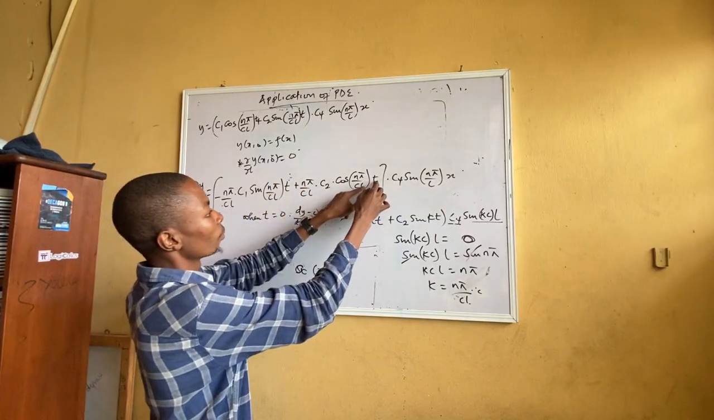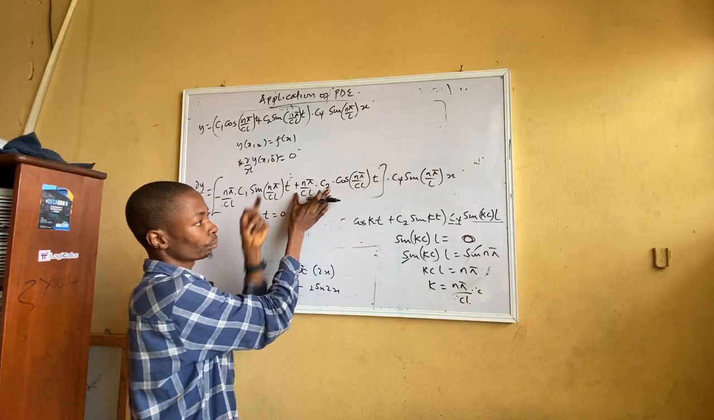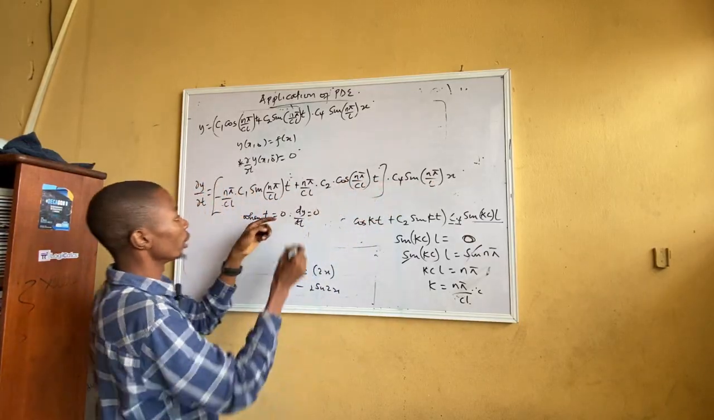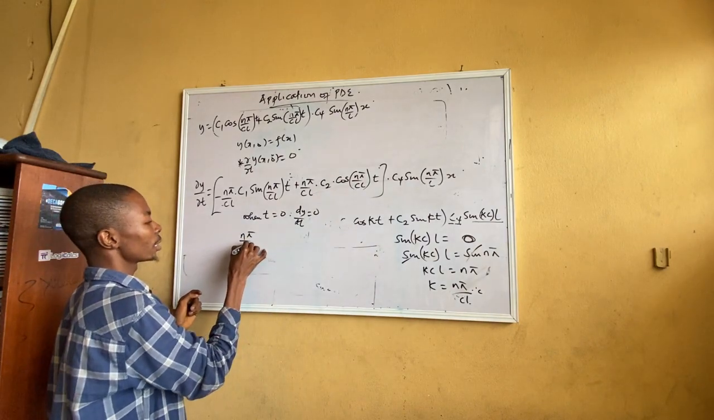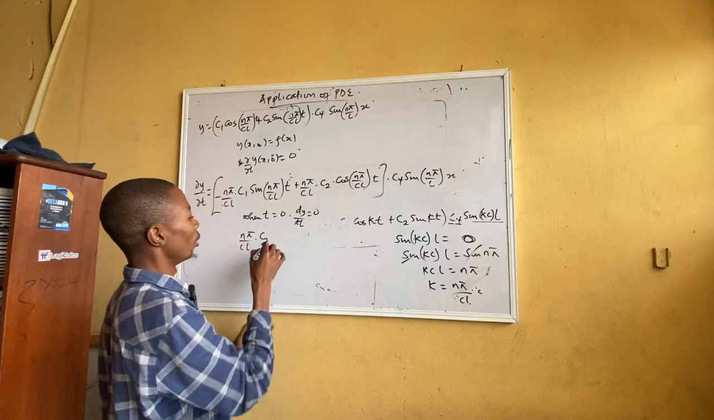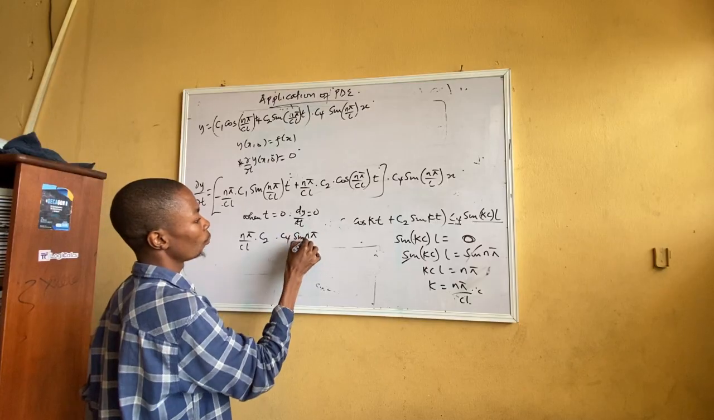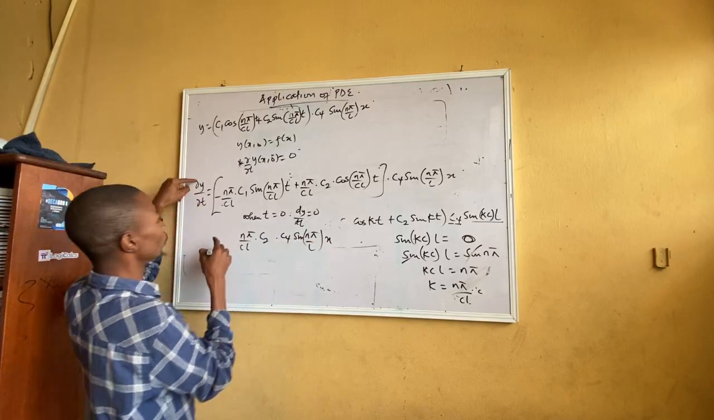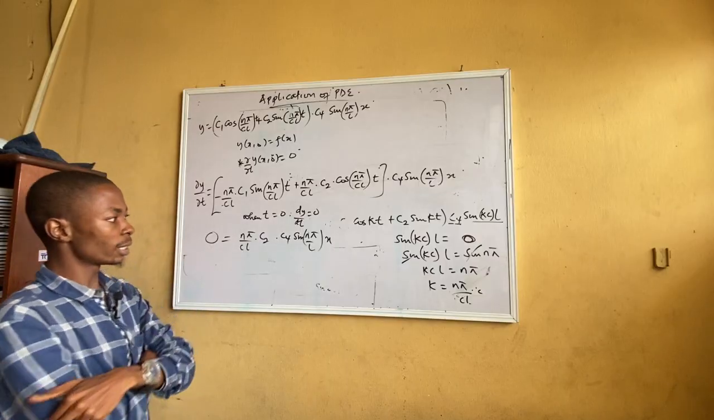If time is 0, cos 0 is 1. So this one will survive. Nothing will happen to this one. So if time is 0 now, we are going to have n pi over CL times C2 only, right? Multiplying C4 sine n pi over Lx. Dy dt is also 0. Okay? So dy dt is 0.